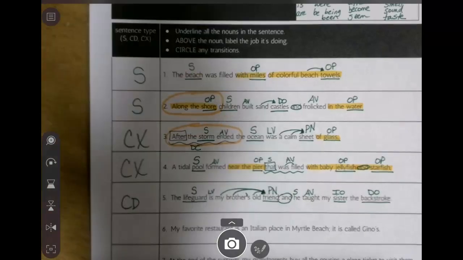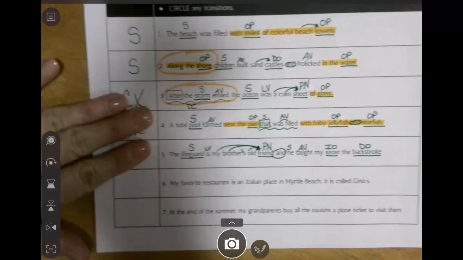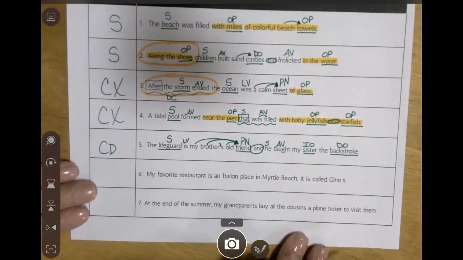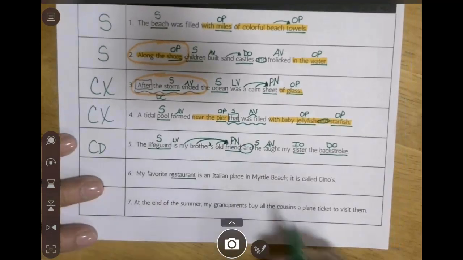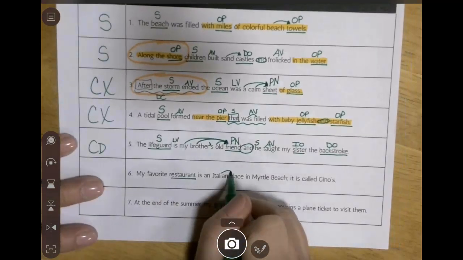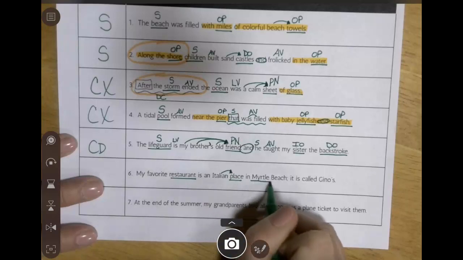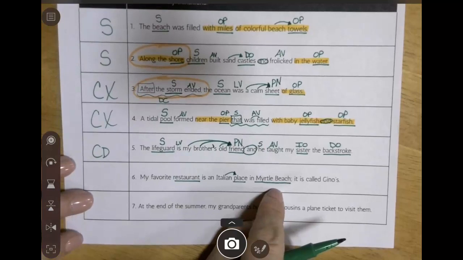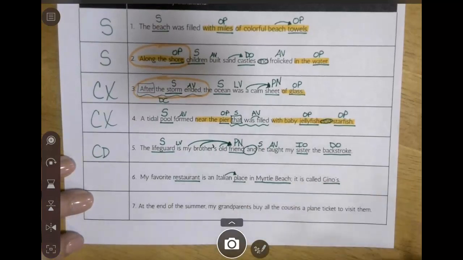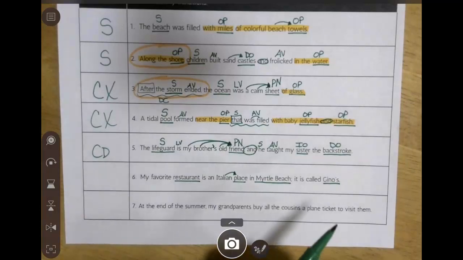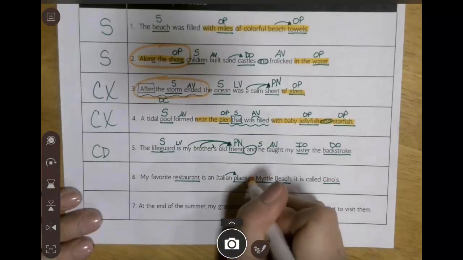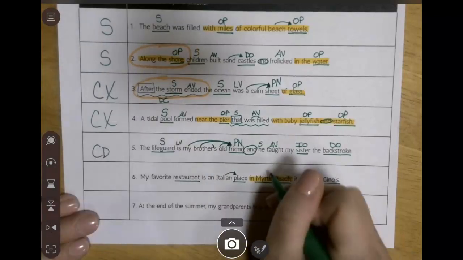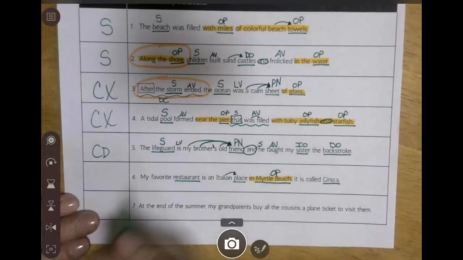All right. Number 6, I'm going to talk fast because I'm afraid my time's going to run out. My favorite restaurant is an Italian place in Myrtle Beach called Gino's. So restaurant, Italian describes the place. Myrtle Beach is the only one that's allowed to be together because it's a proper noun. And then Gino's, if it's a restaurant, I know I just said that possessives don't work. In this case, because it's the name of a restaurant, it's okay. All right, so in Myrtle Beach is a prep phrase, so that's an object of a preposition.